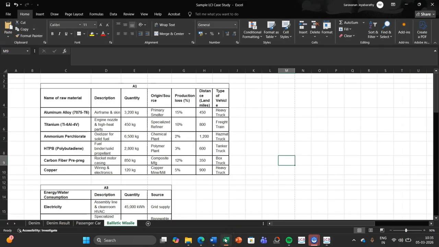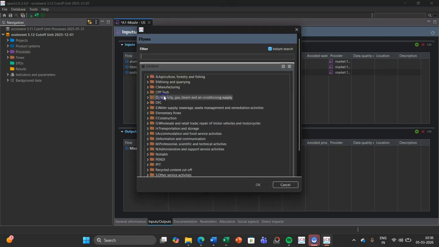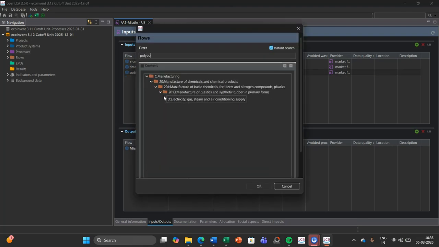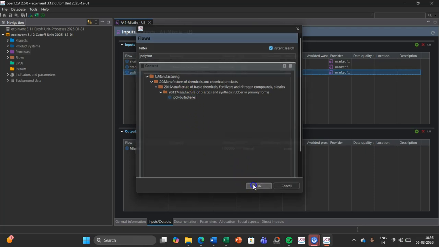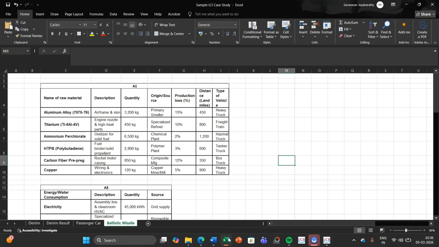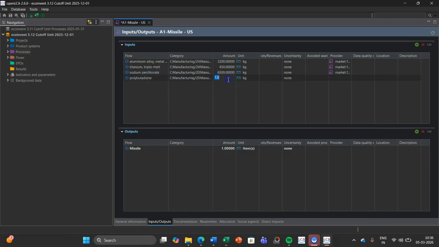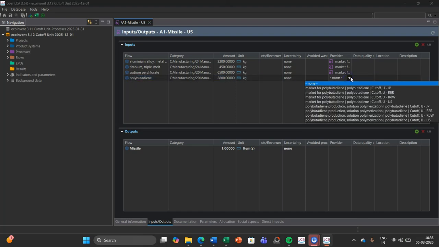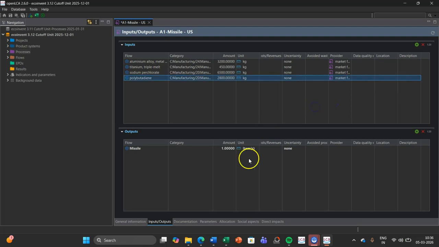Then polybutadiene. Okay, it is there. What's the value? 2800 kg. Okay, is there US data? Yes, it is there. The US data we have straight away.